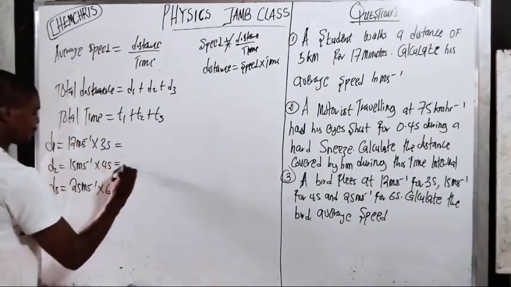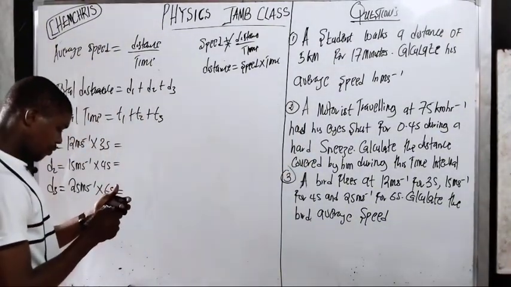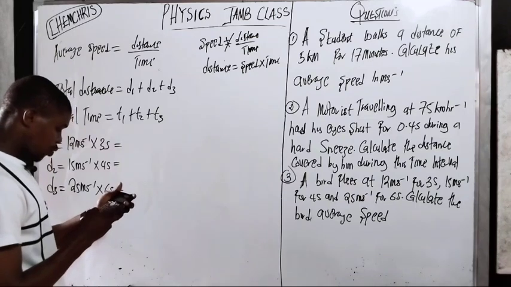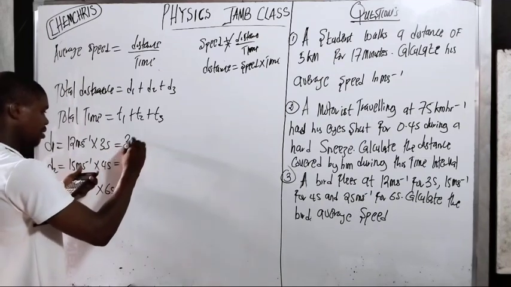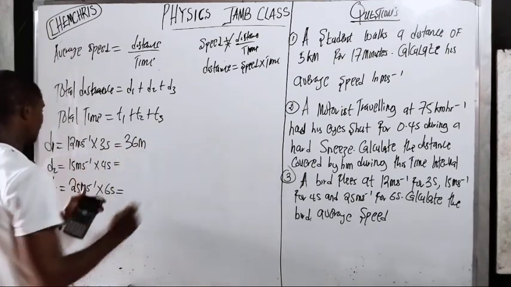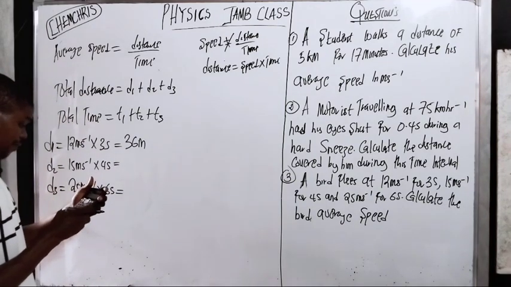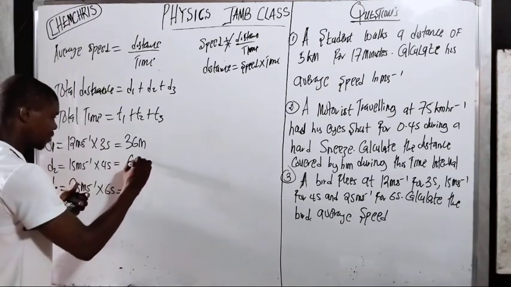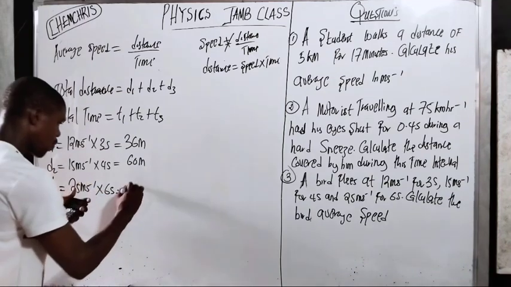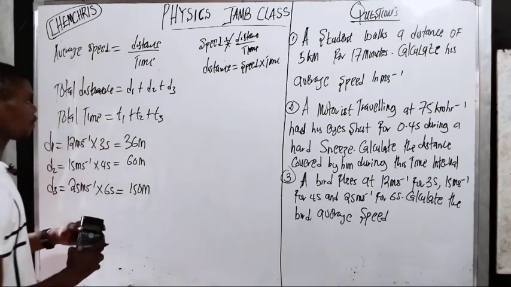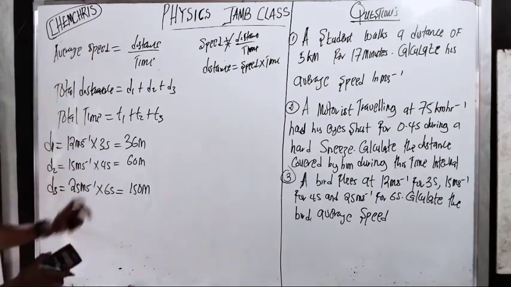So what do you do here? Bring out your calculator. 12 times 3 is 36 meters, right? Because this time is going to be meters. Then 15 times 4, here we have 60 meters. Then 25 times 6, here we have 150 meters. Do you see that? So that is my total distance.